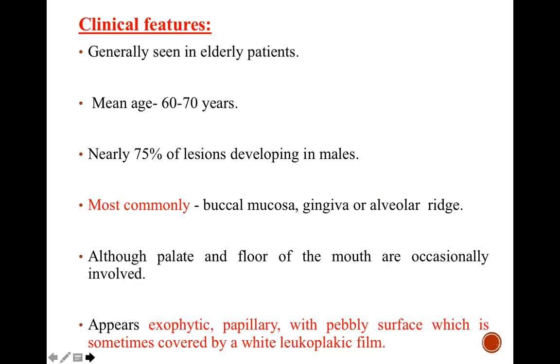Clinical features: it is generally seen in elderly patients. Mean age is 60 to 70 years. Nearly 75% of lesions develop in males. Most commonly, it is seen in buccal mucosa, gingiva, or alveolar ridge, although palate and floor of the mouth are occasionally involved. It appears as exophytic papillary lesion with pebbly surface, which is sometimes covered with white leukoplakic film.